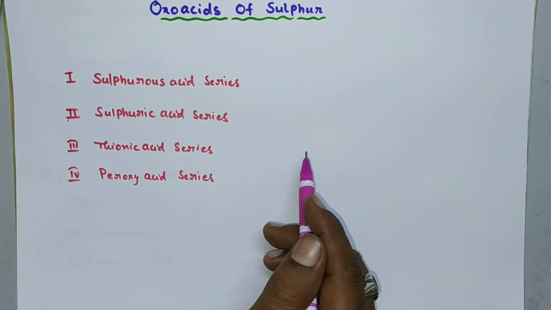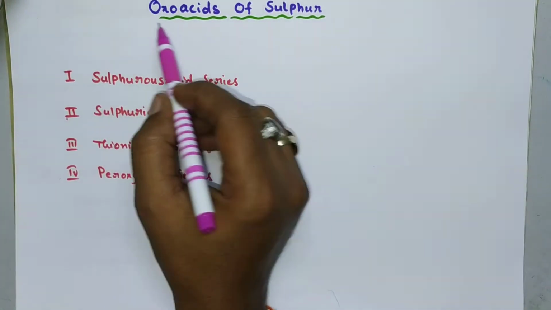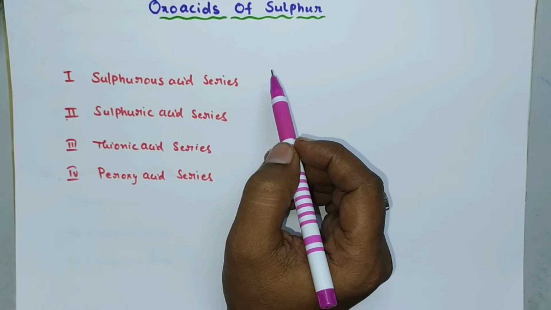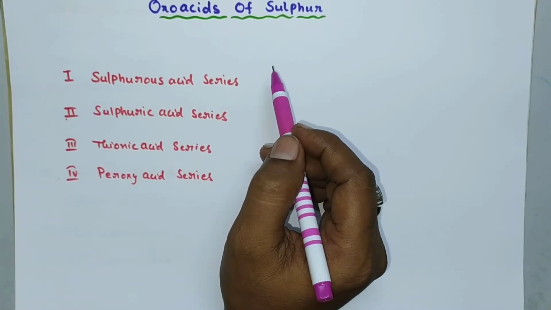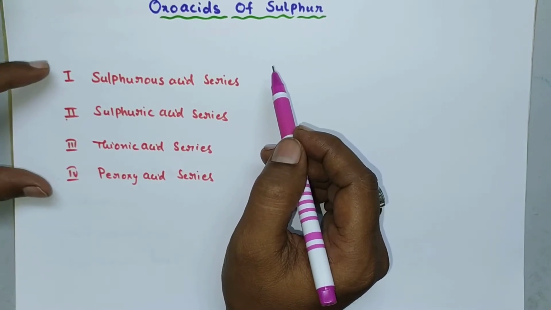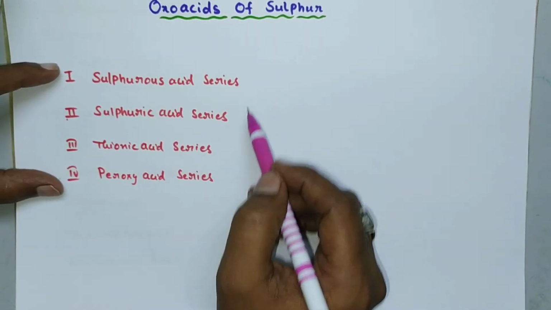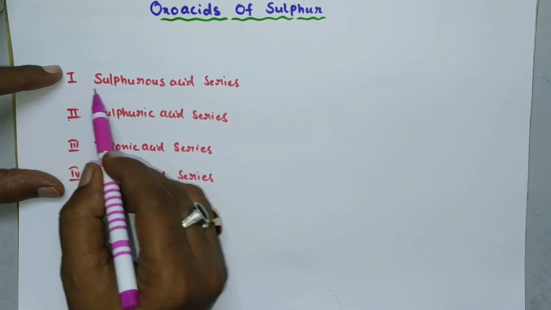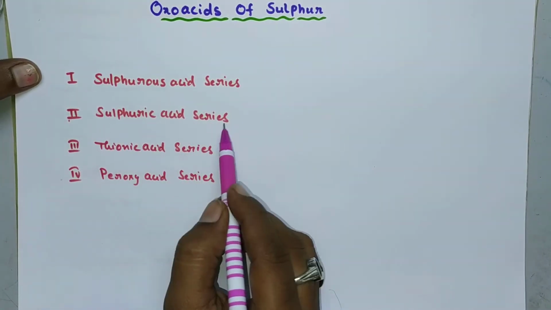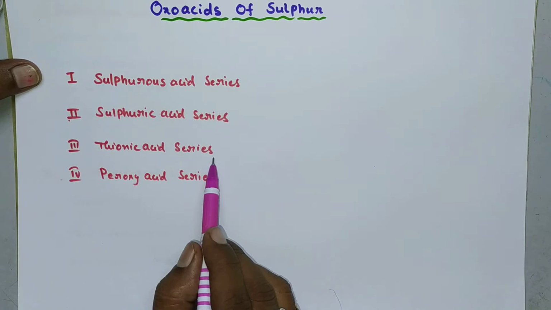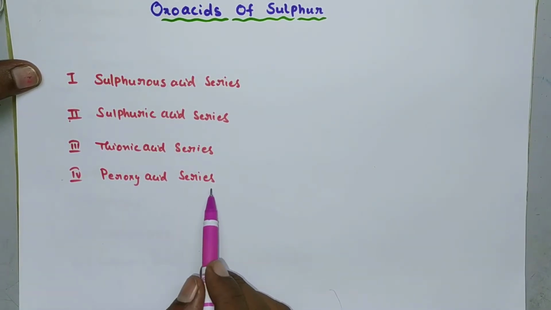Hi students, today in this session we are going to discuss the oxo acids of sulfur. There are so many oxo acids of sulfur. In order to simplify these, we have to classify those oxo acids into four categories, that is sulfurous acid series, sulfuric acid series, thionic acid series and peroxy acid series.